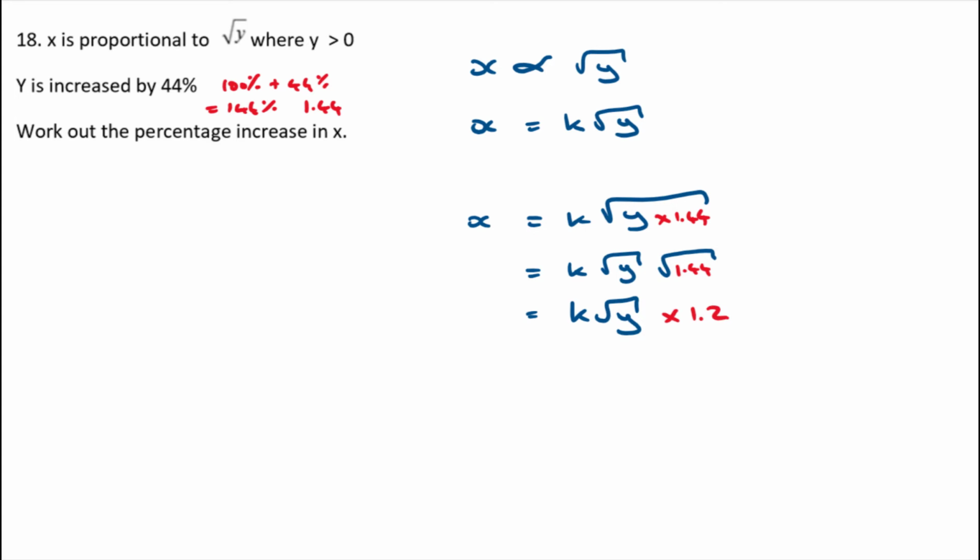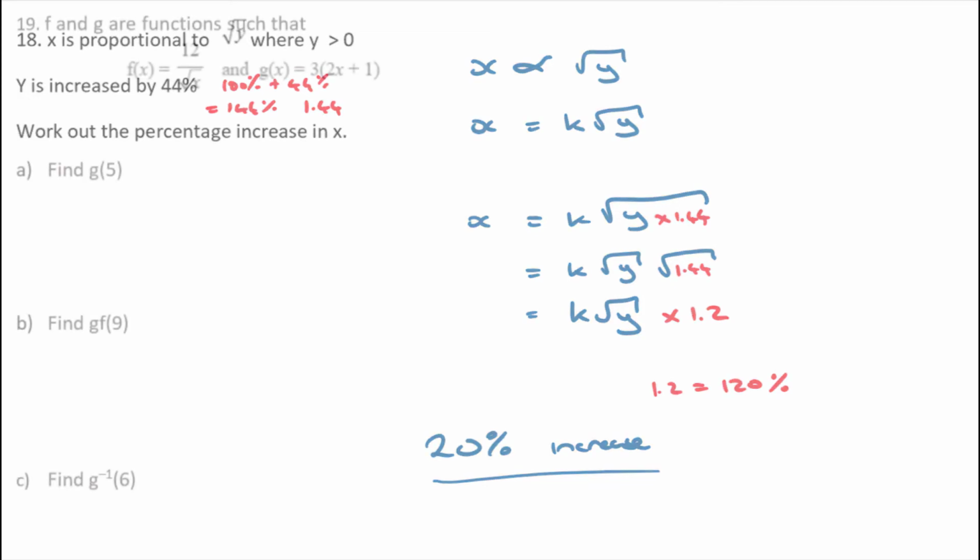1.2. So what's going to happen is the value of x is going to be multiplied through by 1.2, which is the same thing as 120%. If you've got 120% of what you started with, then that is a 20% increase. We did one of these earlier, didn't we? Percentage increase. It was a profit last time, but it works the same way. So yeah, 20% increase.